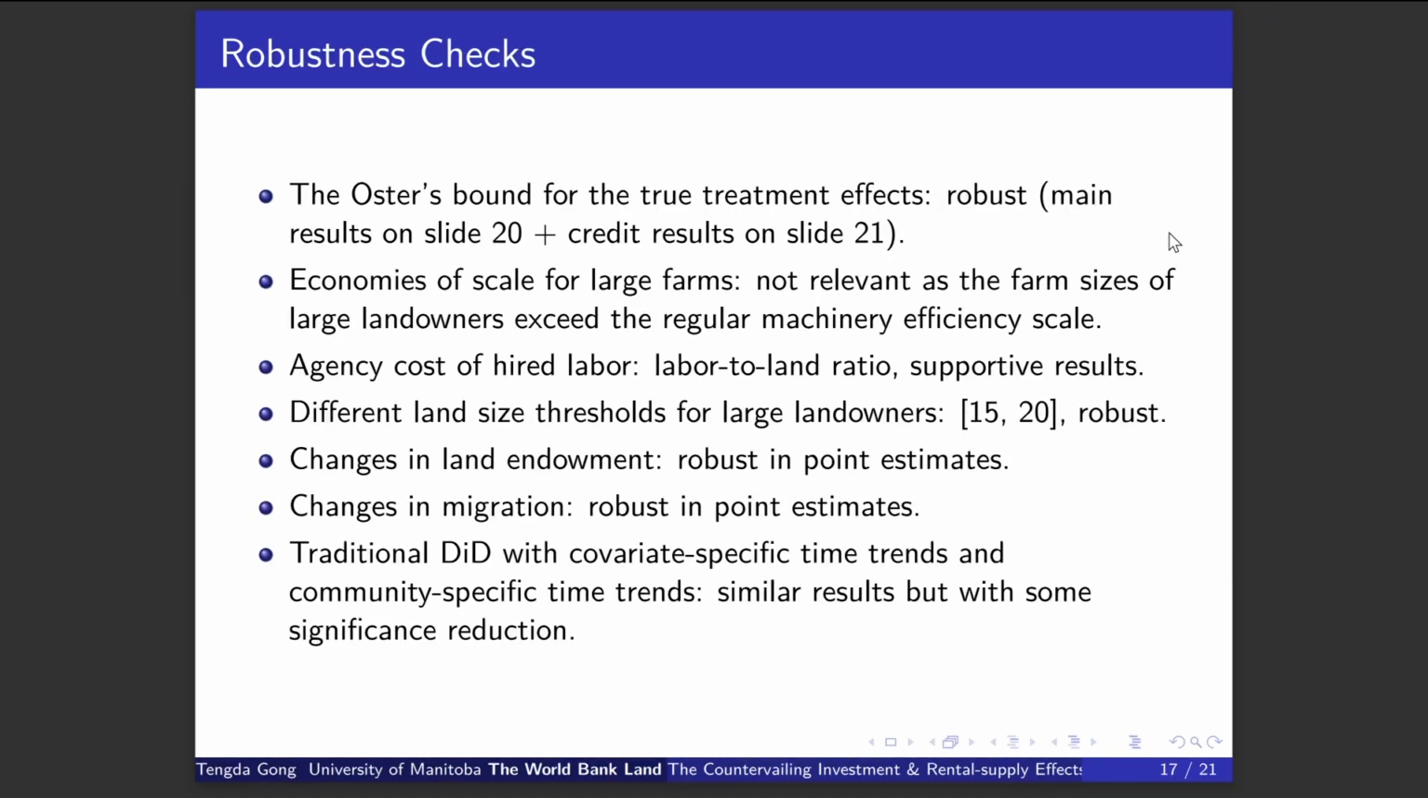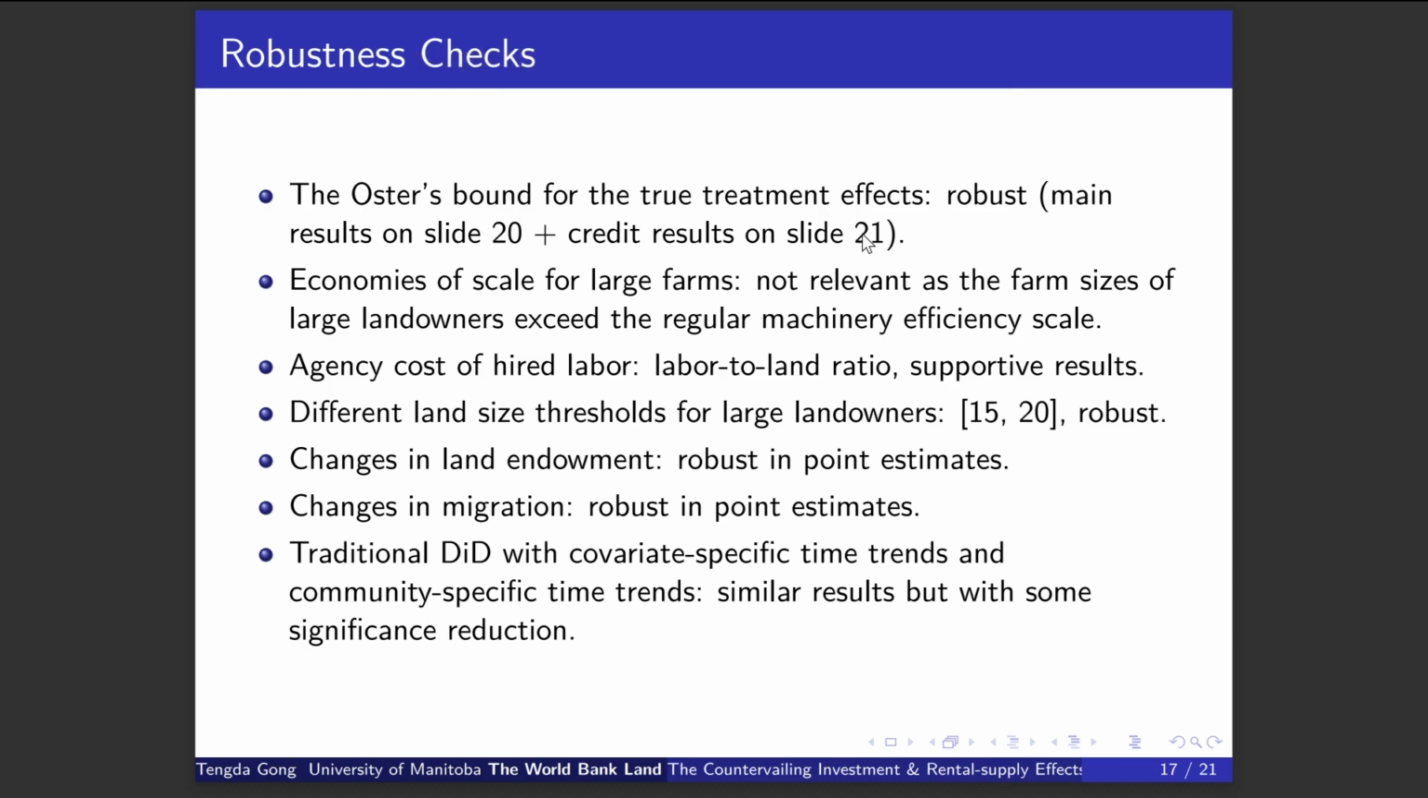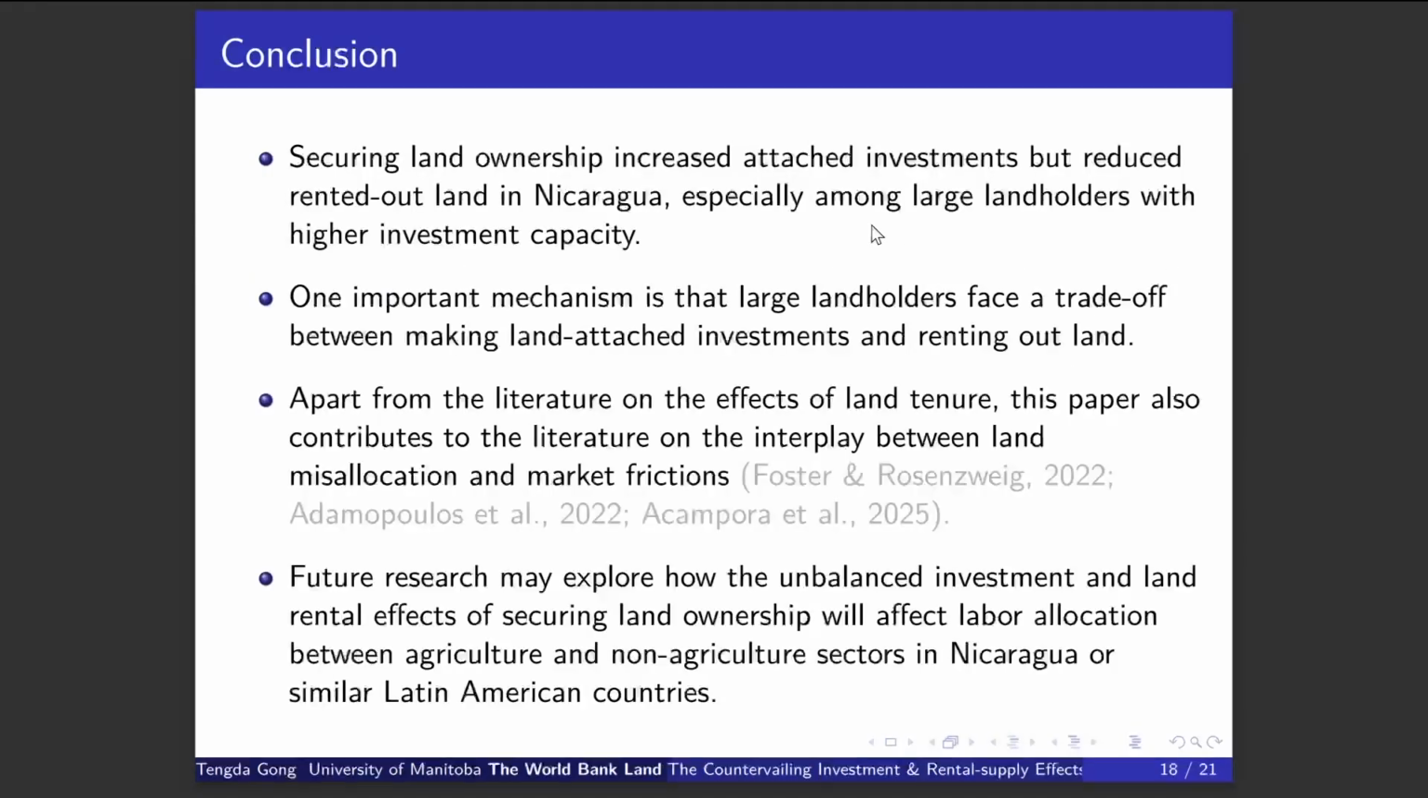Okay, so I do a bunch of robustness checks. I think yesterday I also did other robustness checks. I hope you can have more questions so I can answer them, whether I did it in the right direction or not. So the Oster bound, we're going to be robust. Just to give you a chance to see if you don't know what the Oster robust bound is. Seems like it's not working. Okay, I will wait until the end.